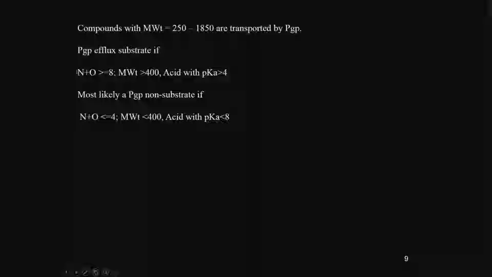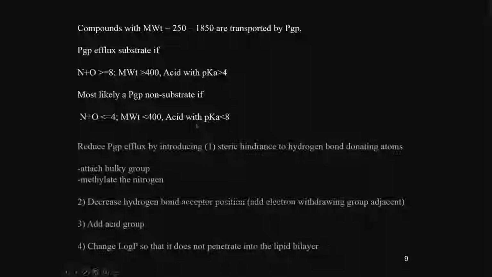That means they can get thrown out by PGB. If N plus O is less than 4, molecular weight is less than 400, and it is an acid with pKa less than 8, then chances are they will not be PGB substrates. So, what it means is I try to keep my nitrogen and oxygen quite low. That means make it not too hydrophilic in nature, make it basic here.